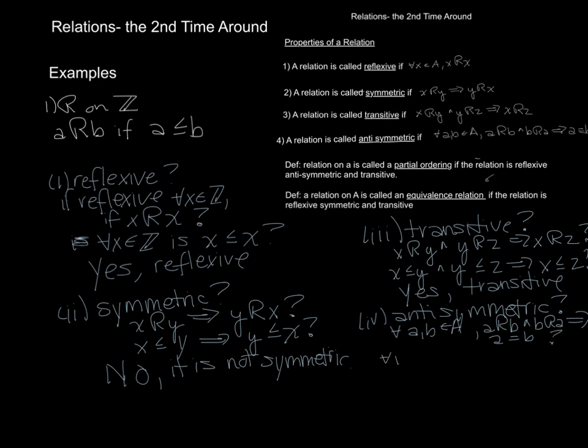So for all x and y that are integers, if x is less than or equal to y and y is less than or equal to x, does that imply that x equals y? And for integers, yes, that is true. So it is anti-symmetric.